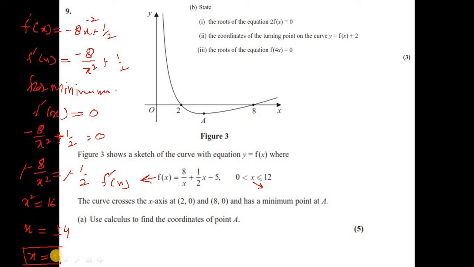And what about the y coordinate? You substitute x equal to 4 in the original equation, so f of 4 will be your y coordinate. So f of 4 is equal to 8 by 4 plus half of 4 minus 5, and once you solve it, f of 4 would be equal to 2 plus 2 minus 5, which is minus 1. That means the coordinate of A would be 4 comma minus 1.